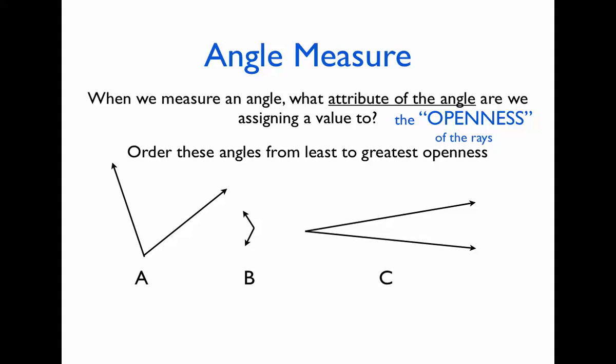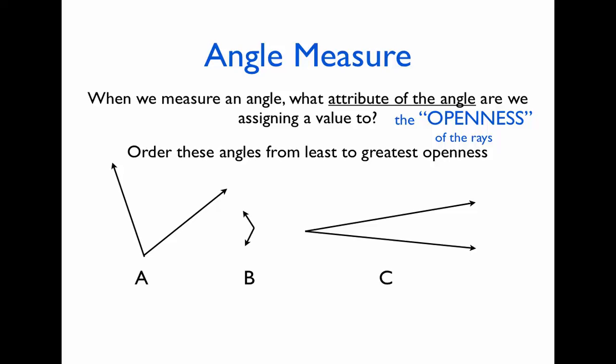Order these from least to greatest openness, just so we get a feel. Which is the least open and which is the greatest? Talk to your neighbor. Which is the least open and which is the greatest open? Which is the least open? Khan. A, B, or C? He wants C. Agree with that? Most are agreeing. That's right. C is the least open. It's the closest to being shut.